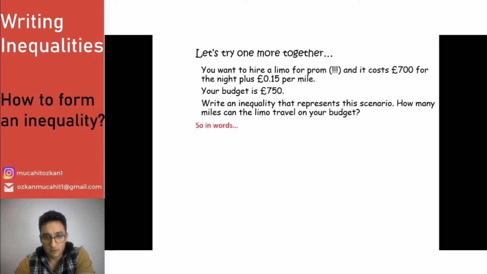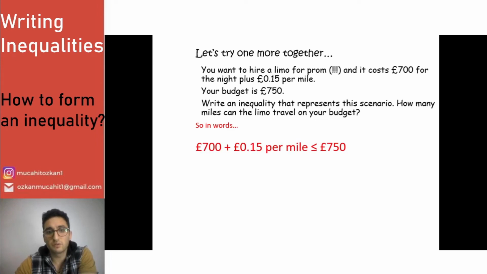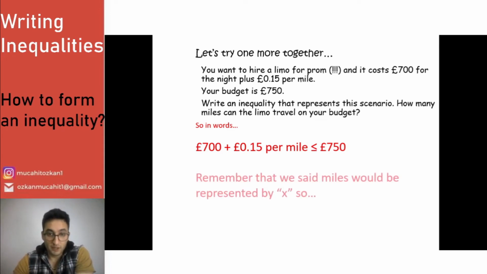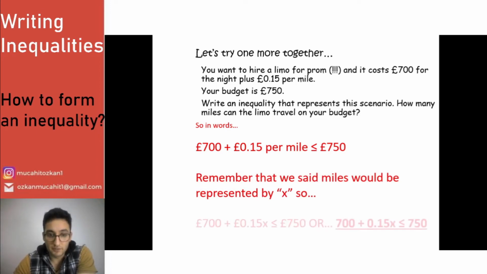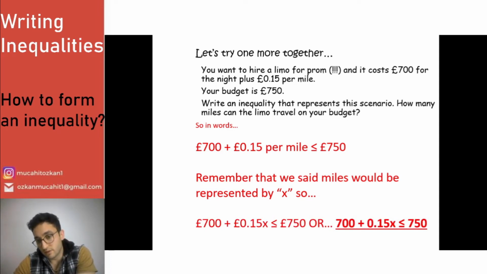So it's going to be 700 pounds plus 0.15 pounds per mile is less than or equal to 750 pounds. And I said, I don't know how many miles can be driven, so let that be x. And I will say 700 pounds plus 0.15x is less than or equal to 750 pounds. And this is the inequality that I need to write down.